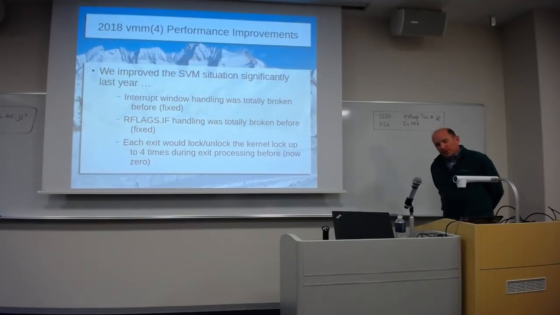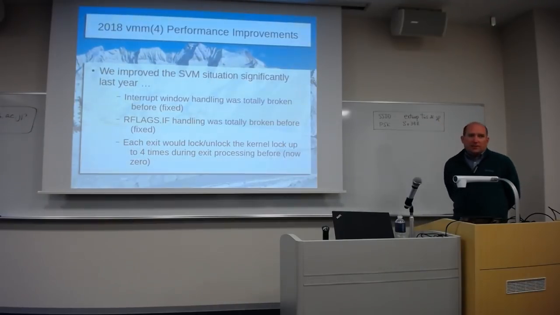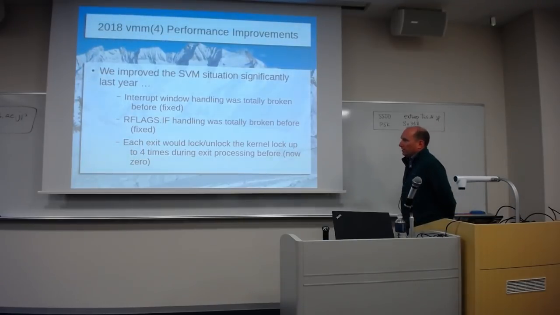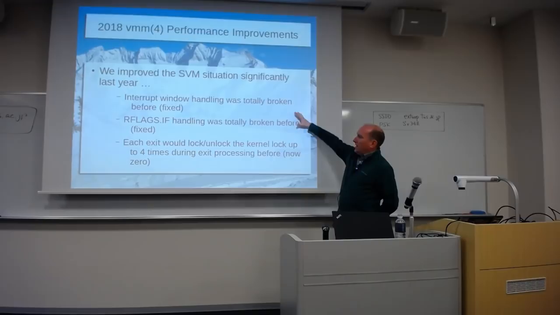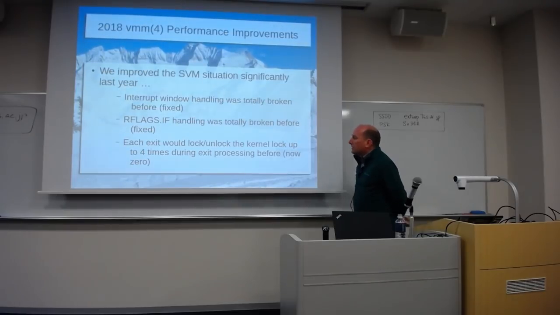So interrupt window handling was broken. And what that really meant on SVM last year is it was just really, really slow. Really, really awfully. So like 1/10 the performance that it should be. So these two kind of go hand in hand. Interrupt window handling was broken, and the interrupt RFLAGS.IF handling was totally broken before. So both those have been fixed.